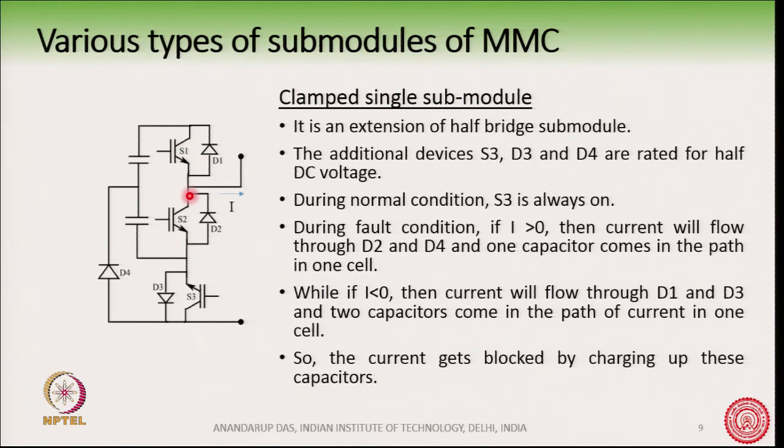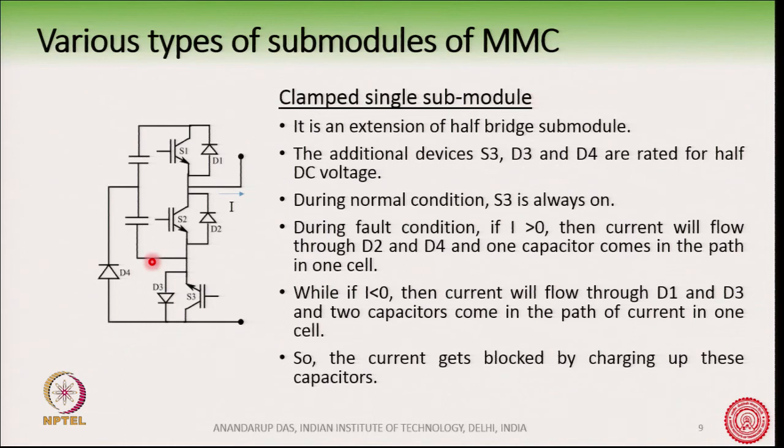At fault condition, we will shut off these IGBTs here. If the fault current is greater than 0, that means the current is flowing like this, then how will the current flow? The current will take a path like this, it will go in here, go through this D4, through this capacitor, D2, and like that it will go out. You see in the path of the fault current, this capacitor is present.